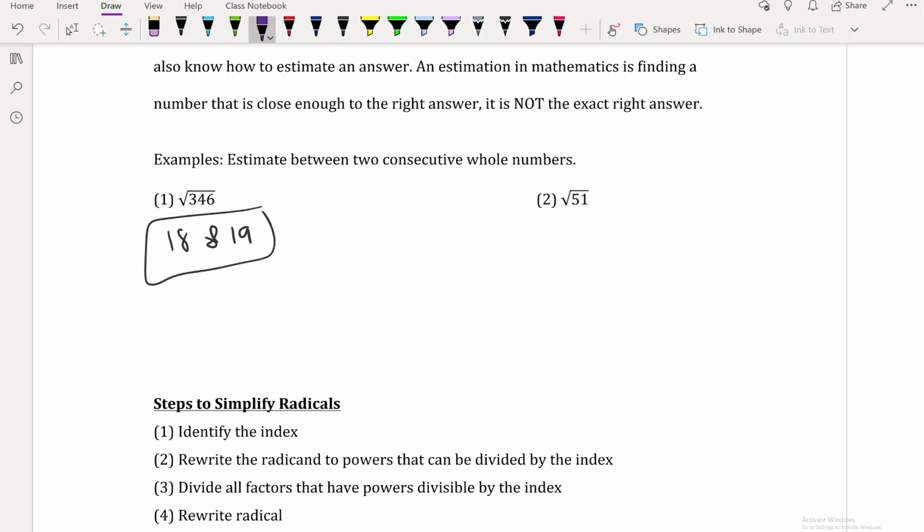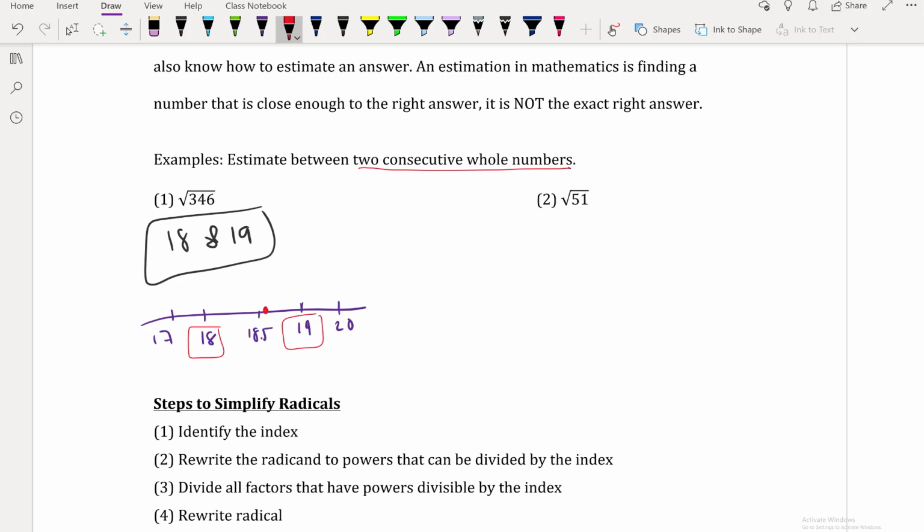If you want to think about it, here is 18, maybe this is 18.5, and this is 19. So 18.6 is about right here. Two consecutive whole numbers means one after the other. So one whole number would be 18, and my other whole number would be 19.